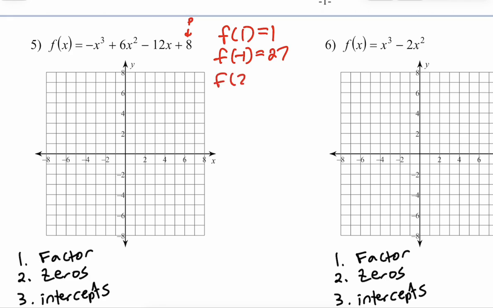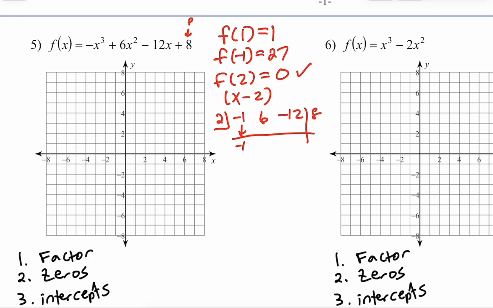If you plug in 2, you do get 0. So that means that hiding in there is a factor of x minus 2. So to get this one into factored form, we're only going to have to do it one time, but we should do synthetic division. So let's pull out our coefficients, -1, 6, -12, and 8.